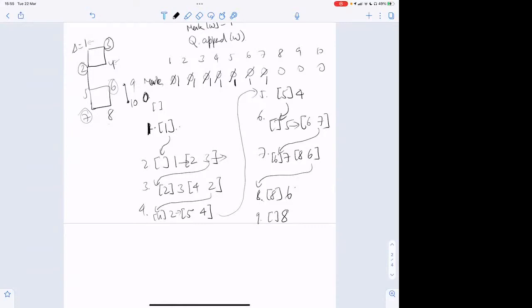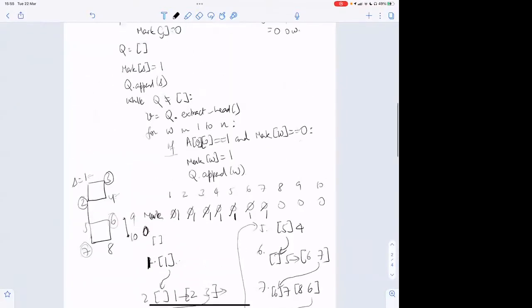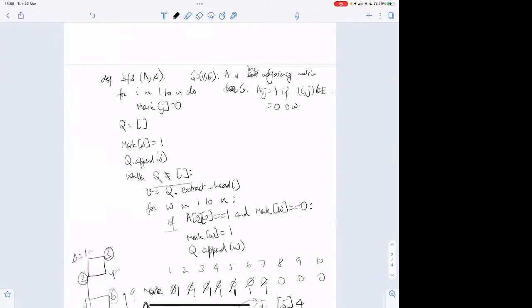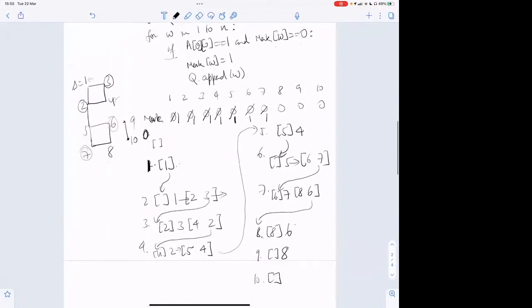And what are the neighbors of 8? None. So it is removed, and then we are left with the empty queue. And now we are done. Remember, while the queue was not empty, we have to do this. Correct? So 9 and 10 are never visited, which is correct because 9 and 10 are not reachable from 1. So all the vertices reachable from 1 in this undirected graph is what I have shown, correct? Are you with me? Yes, sir.